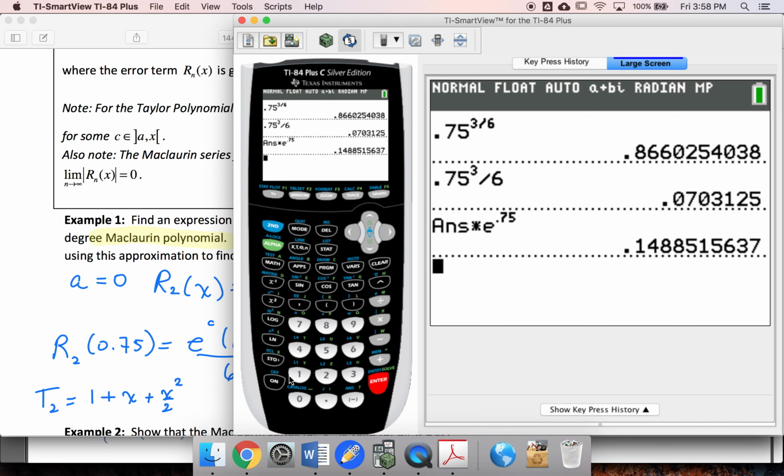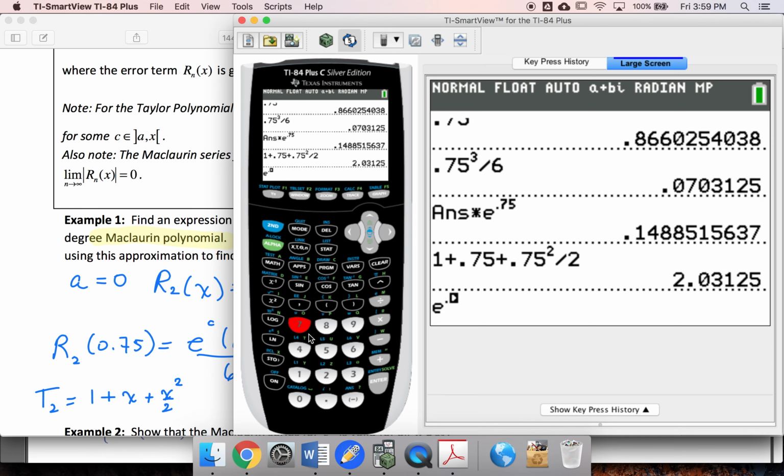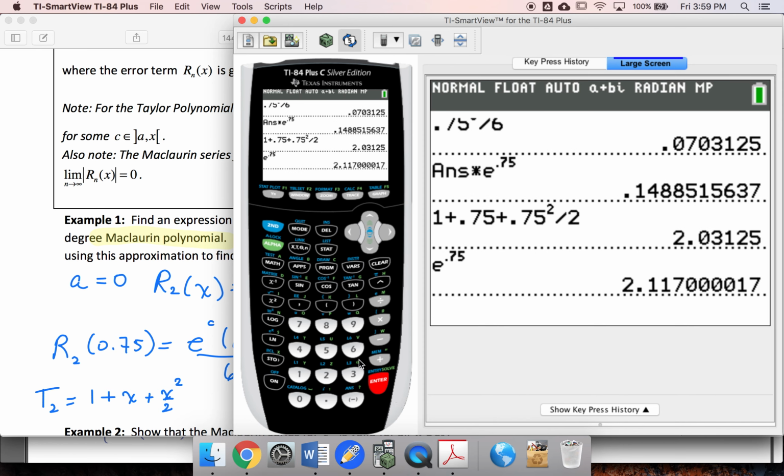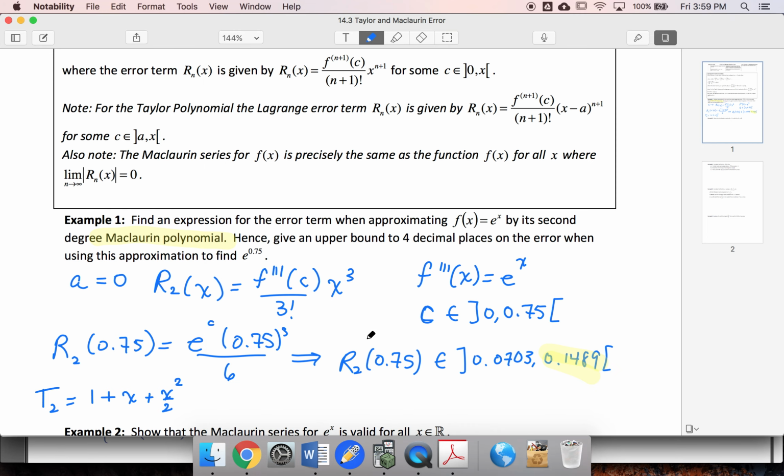If I did 1 plus 0.75 plus 0.75 squared over 2, and compare this to e to the 0.75, if I take my difference, I get 0.085, which is in fact between those two numbers. So that's what I'm talking about with my error of approximation.